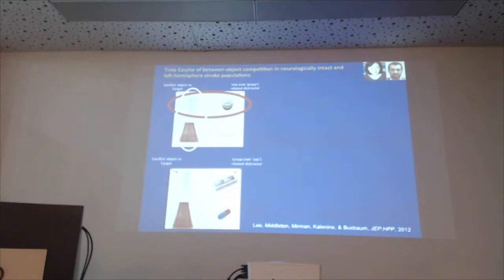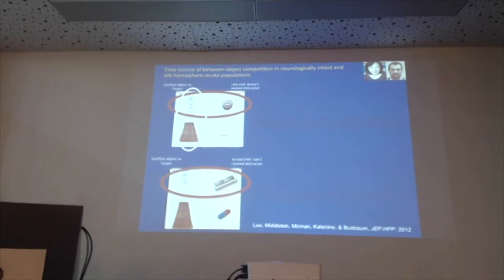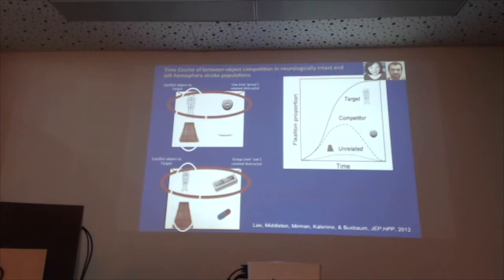On other trials, we have the same kind of conflict object as target, and then we have a grasp competitor. And again, we're interested in the difference between the grasp competitor and the visual competitor. What we're looking at here are the differences between eye gaze fixations over time to the competitor, the use or grasp competitor, versus the unrelated, and that difference is what's of interest to us.